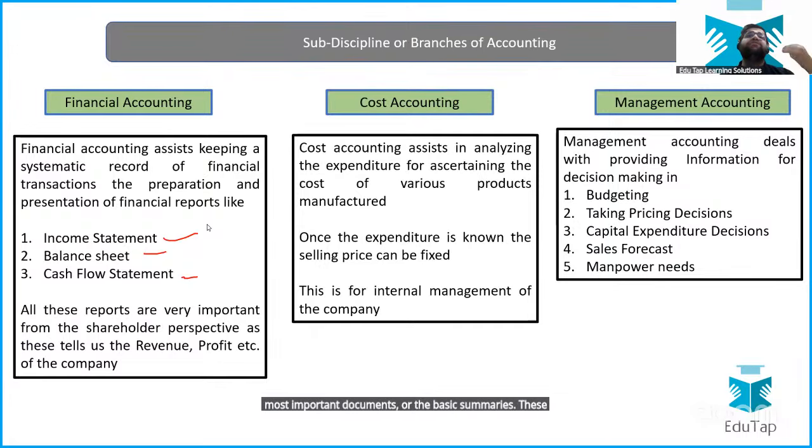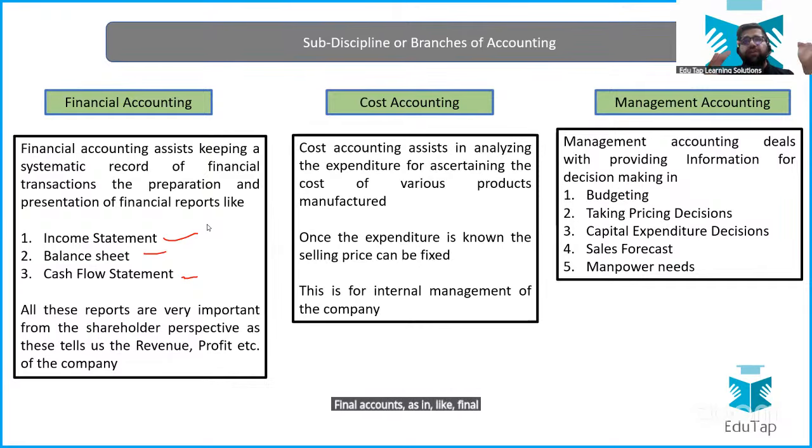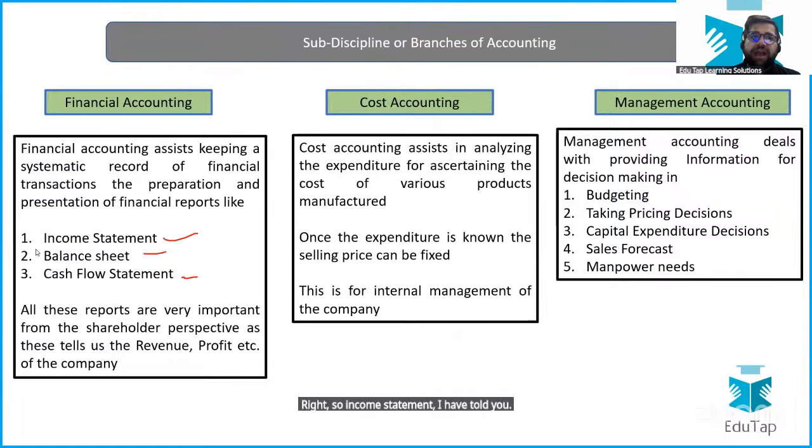These are also known as final accounts. Final accounts, as in the final presentation of the overall summary of the business, right? So, income statement, I have told you. Balance sheet will basically tell you about assets and liabilities. Now, those who don't know what assets and liabilities are, listen to this.